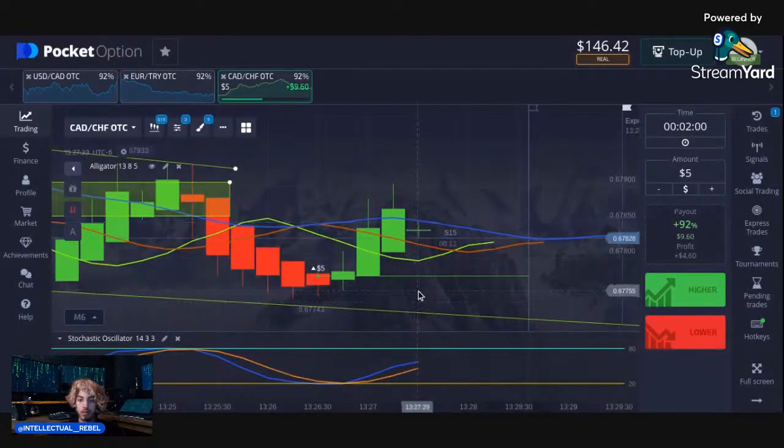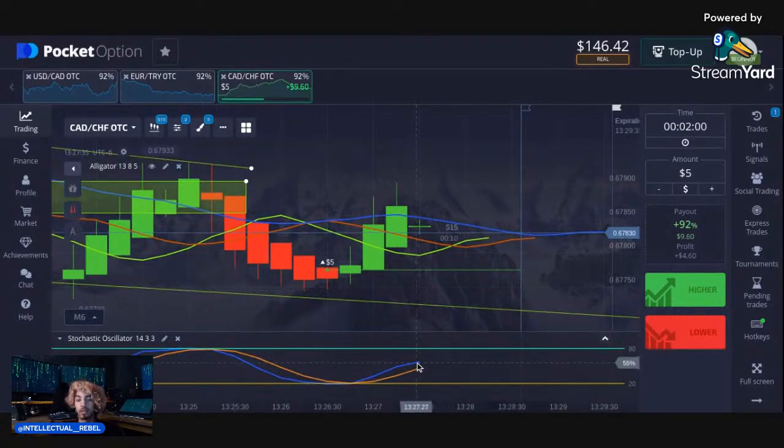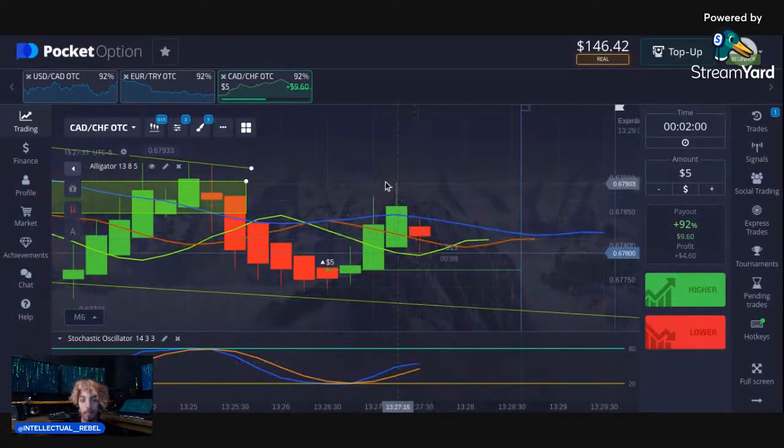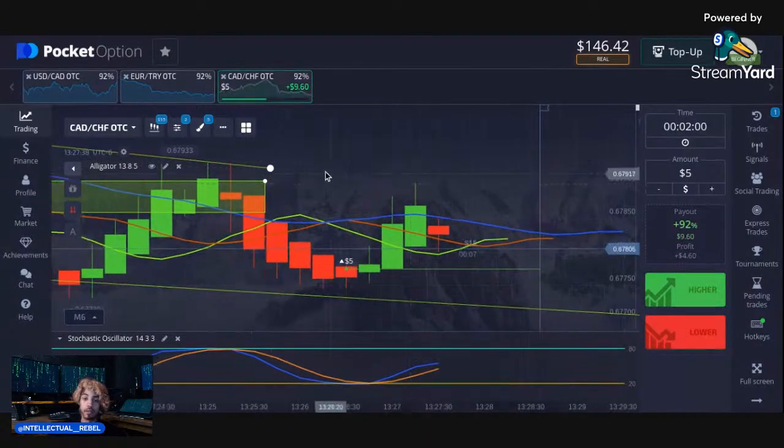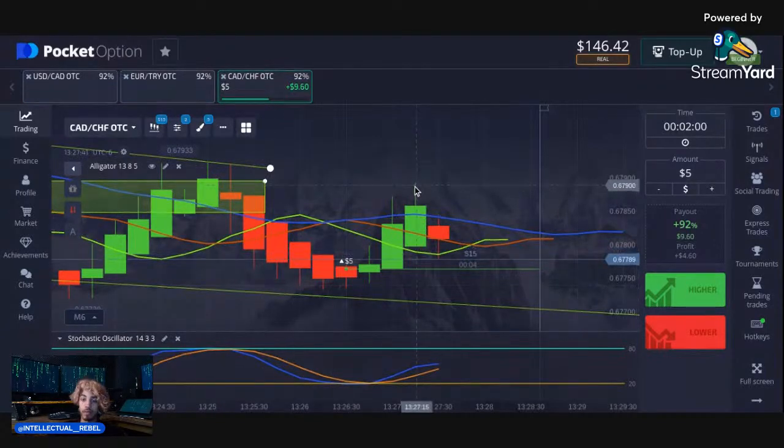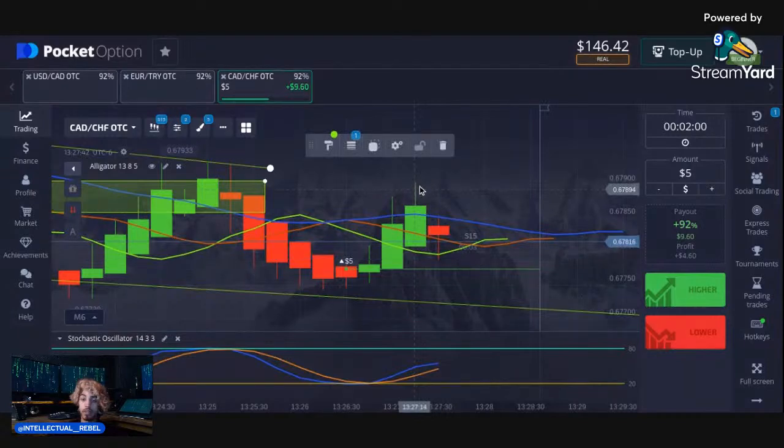That one looks good, but it made its high already, so it's reverting. I could lose out on this possibly because it already made its high. I should have placed a reversal trade right here, going bearish, and you know what I'm saying.